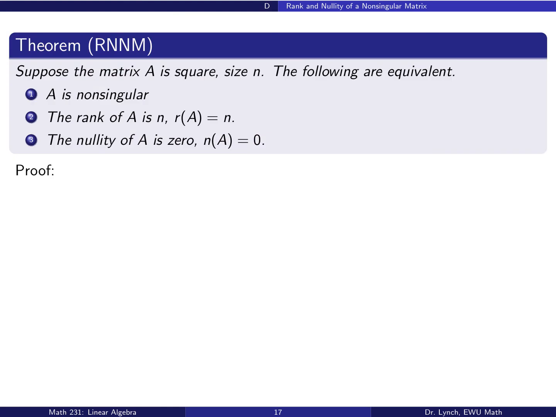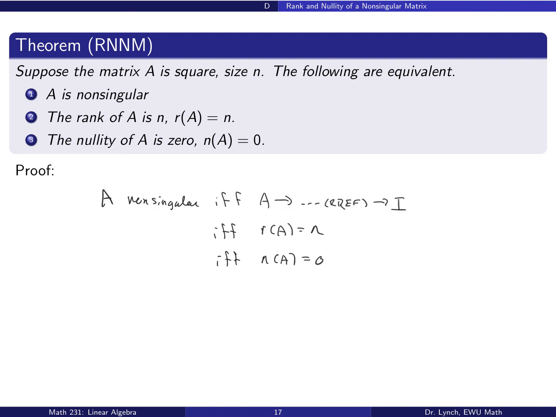So that's a theorem. The following are equivalent: A is non-singular, the rank of A is n, the nullity of A is 0. And the proof is pretty quick. A is non-singular if and only if the reduced row echelon form of A is the identity matrix, if and only if the rank of A is equal to n, if and only if the nullity of A is equal to 0.